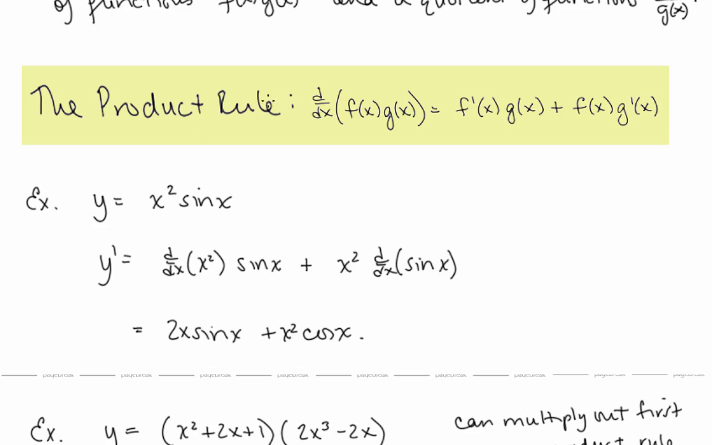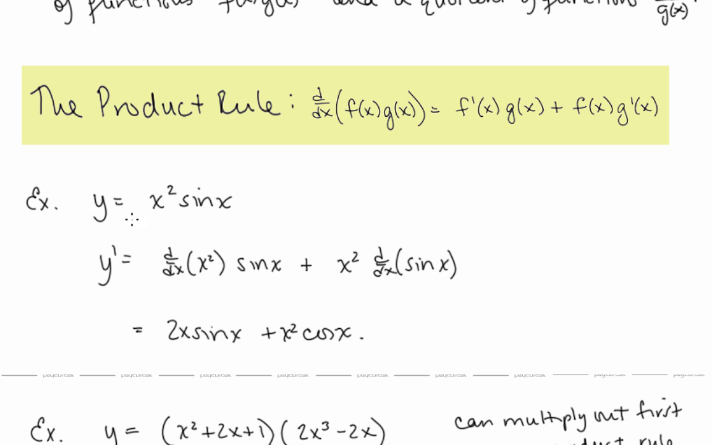The product rule says the derivative of the product f of x times g of x is equal to f prime of x times g of x plus f of x times g prime of x. So take the derivative of the first, multiply by the second, plus first times derivative of the second.